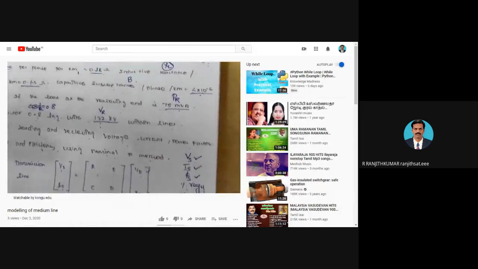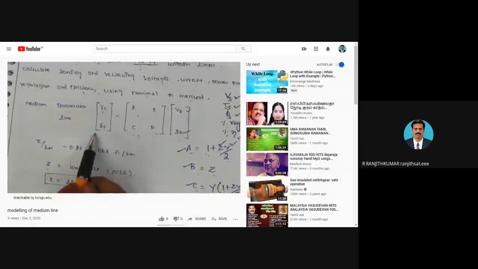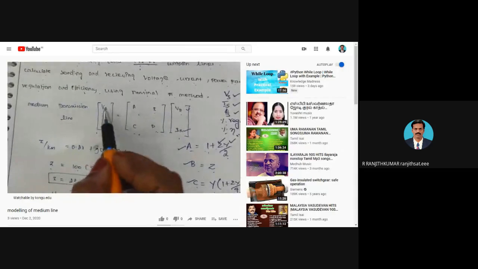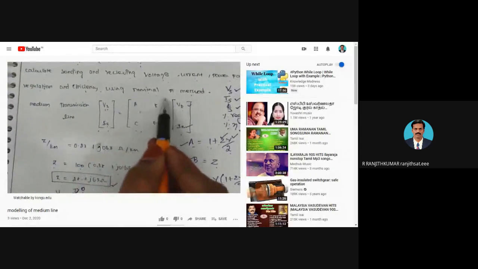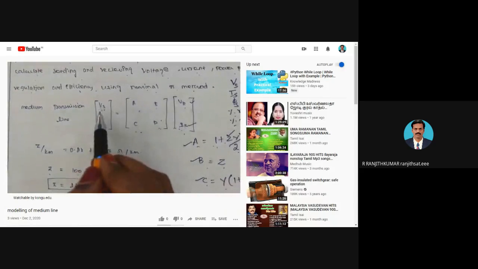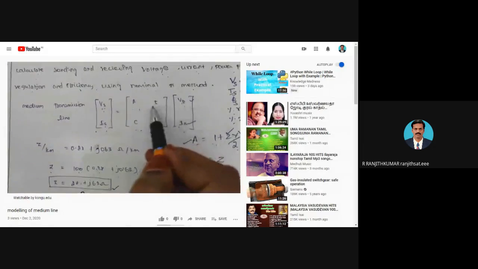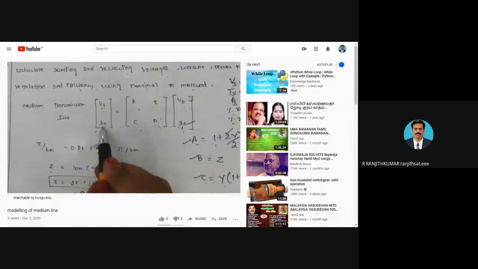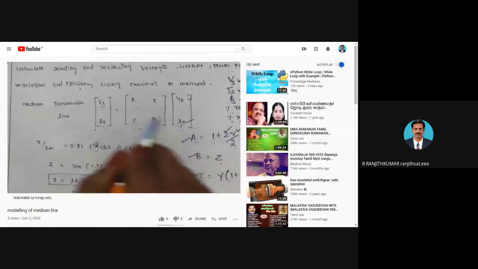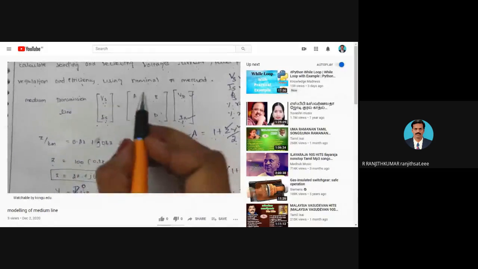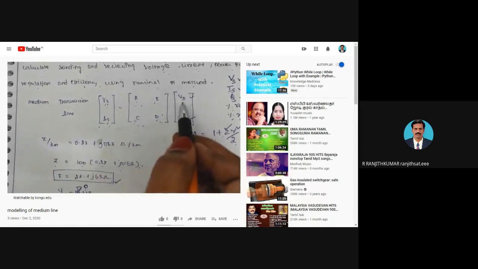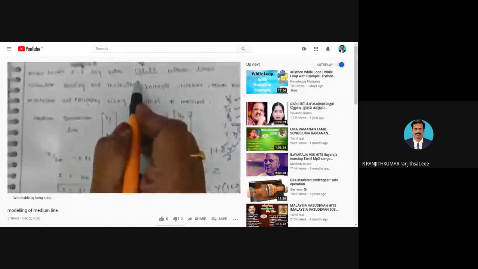So we know that this is the generalized constant matrix for transmission lines. Sending end voltage parameter is equal to line constant into receiving end voltage parameter. So Vs is equal to A into Vr plus B into IR. Similarly, Is is equal to C into Vr plus D into IR. So this we already know. Now we have to calculate the values of A, B, C, D, because Vr and IR are given in the question itself.